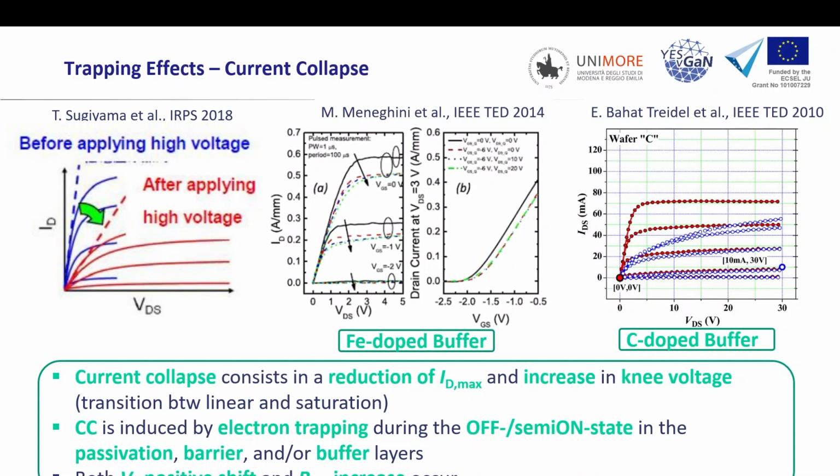Okay, so this is a very important effect, and it's a combination of the threshold and the R-on increase. So it's important also to perform other kinds of tests to try to separate the two and see what traps are causing these effects.